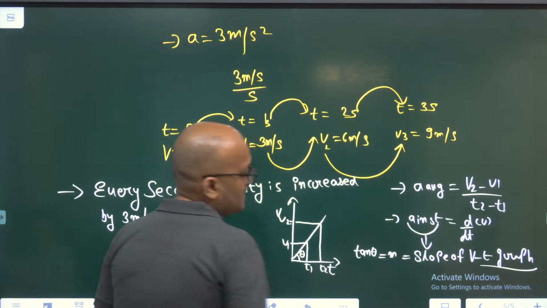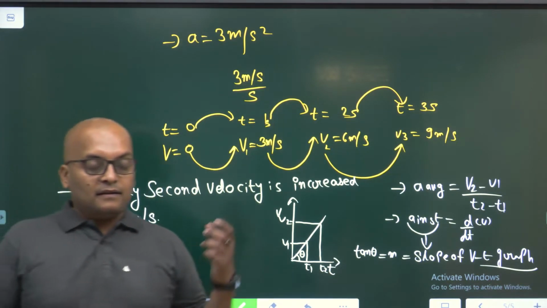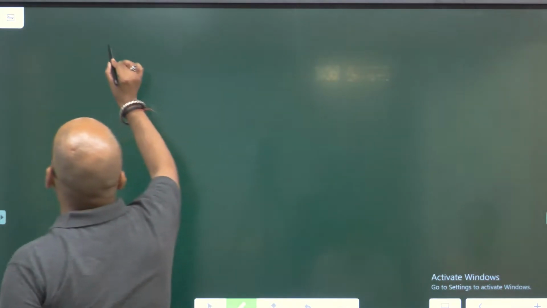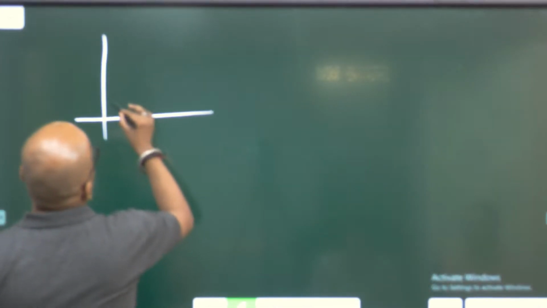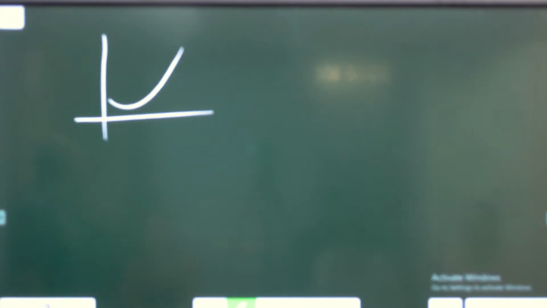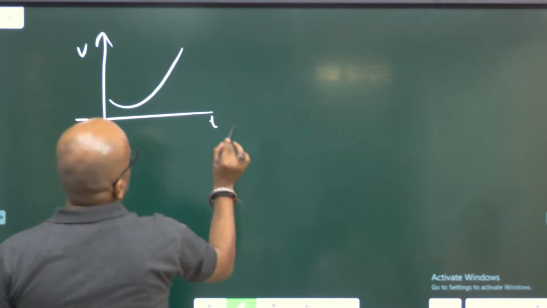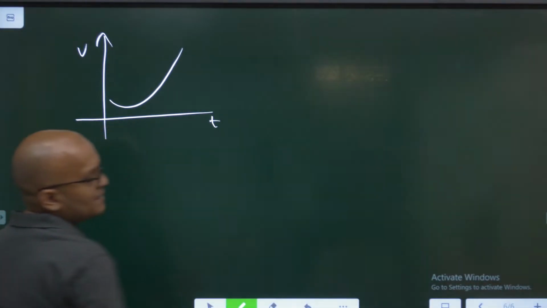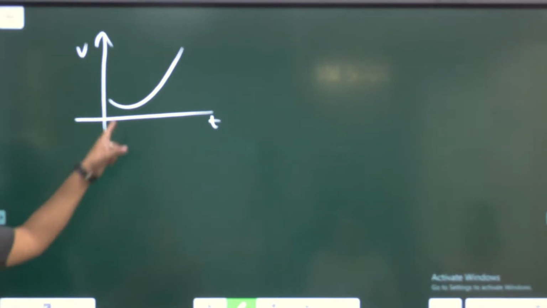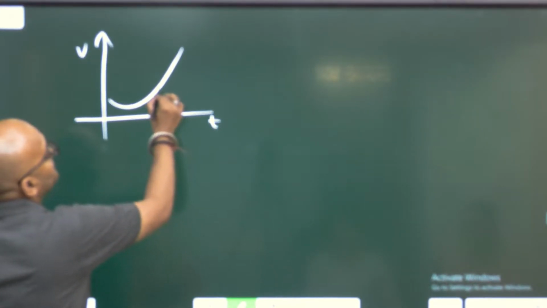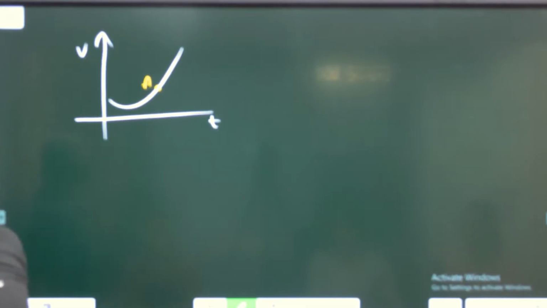So how to find acceleration of any VT graph? We will do graphs in detail, but I am just giving you an idea. Suppose this is your VT graph and you need to find acceleration of it. How to find acceleration of this graph at, let's say, this point A? It is going to be the slope at this point.